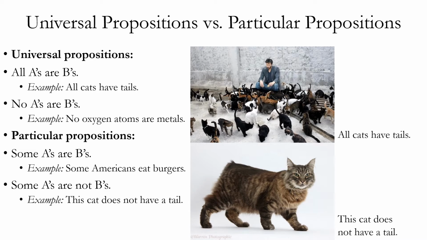Particular propositions are about one or an indefinite number of members of a group. They have the form some A's are B's or some A's are not B's. An example of the former, some Americans eat burgers. Of the latter, this cat does not have a tail. Particular propositions never count as generalizations because we don't know how many or what proportion of a group they apply to. They give us no sense of an average value, for example, or of the frequency or distribution of a property within a group, so they don't count as generalizations.